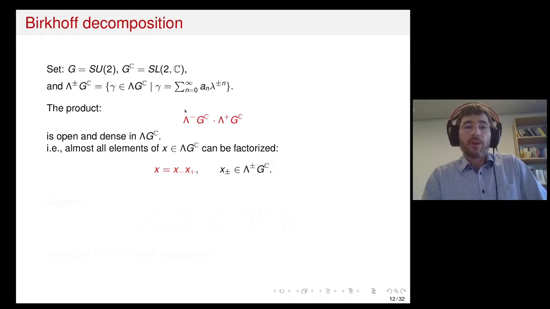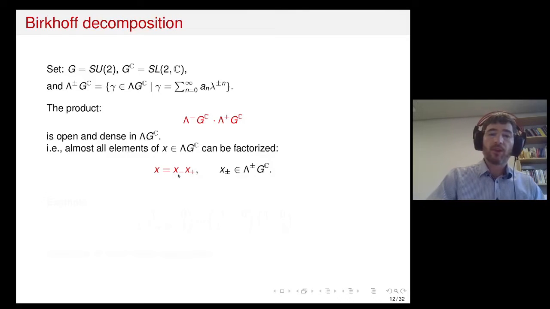So the Birkhoff decomposition says that the product of these 2 subgroups is open and dense in lambda G C. Well, at least this is the case for SL2C. In other words, almost every element in the loop group can be factorized: x equals x minus times x plus, where x minus extends holomorphically to the exterior disk and x plus extends holomorphically to the interior disk.